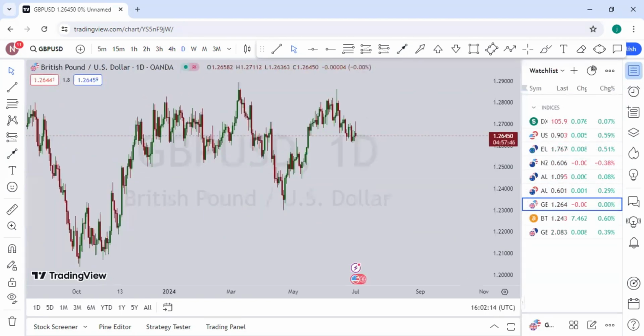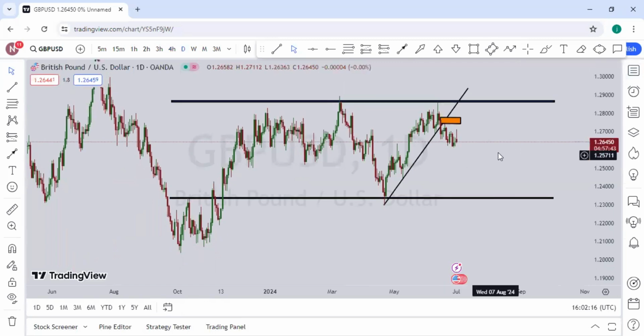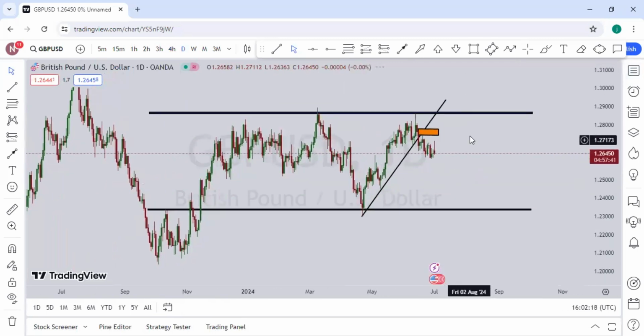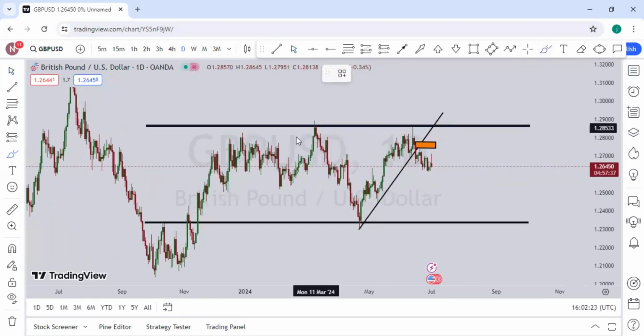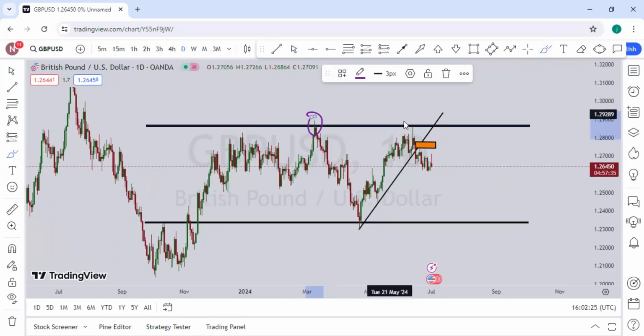On GBP USD, this is what I am also waiting for. You can see clearly we have a double top. The market has broken the trend line. So I'm also waiting to see a retracement. Then I can take the trade to the downside.